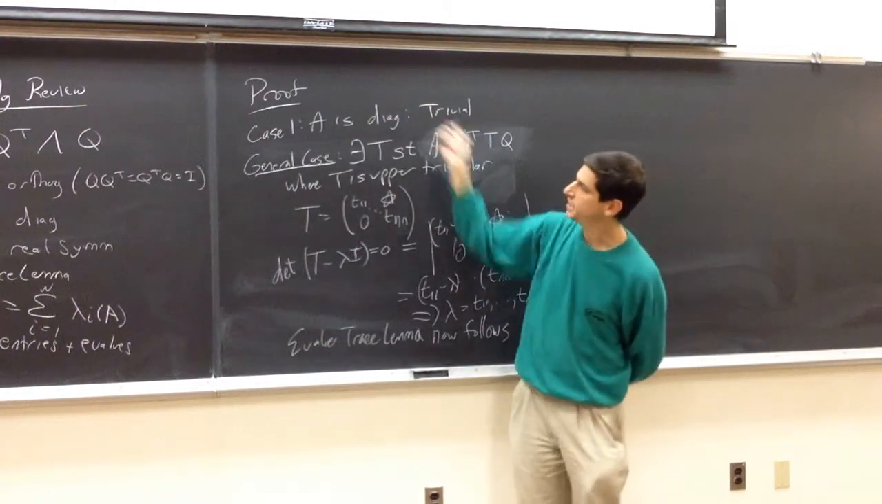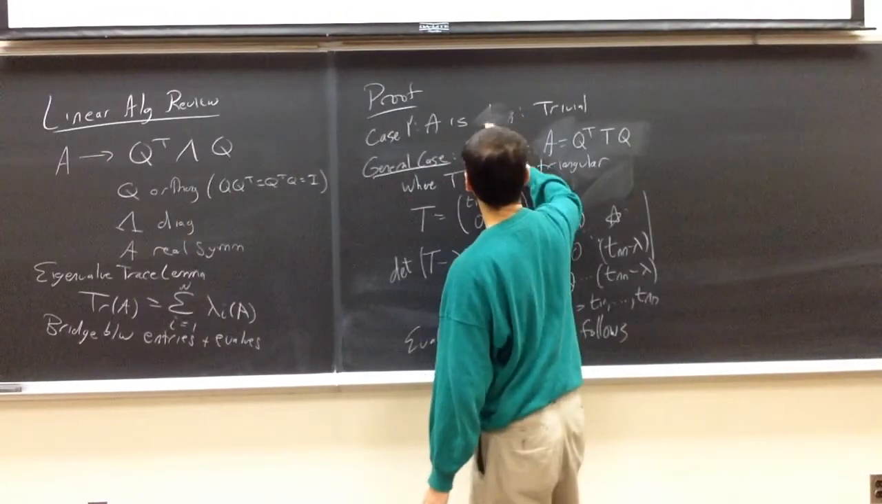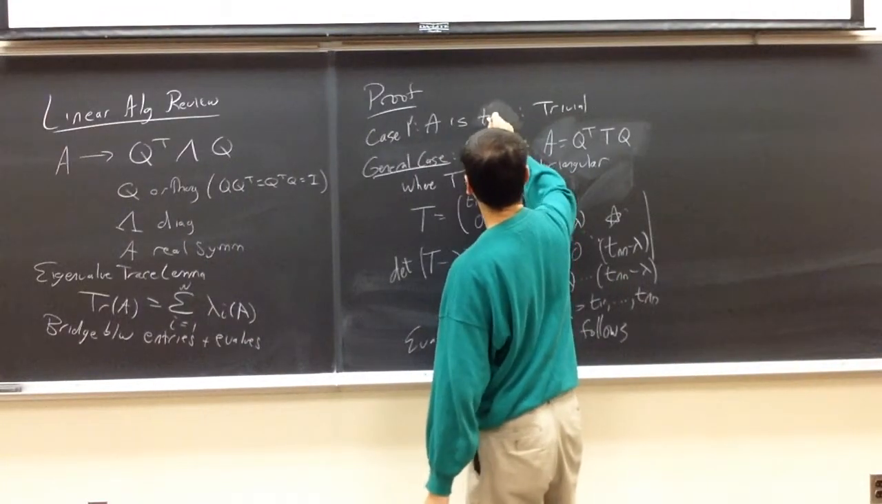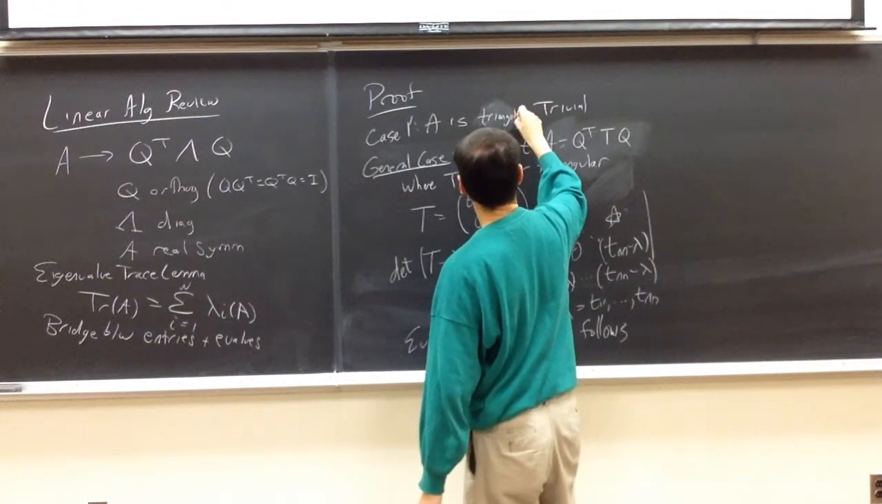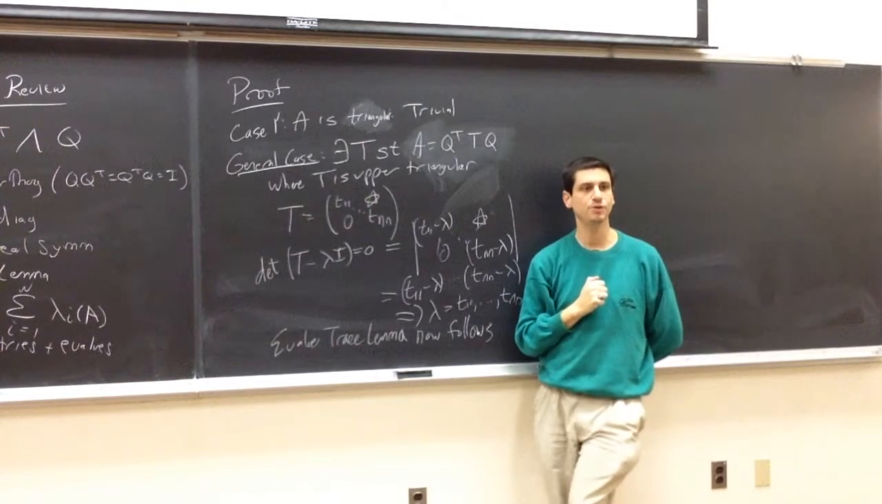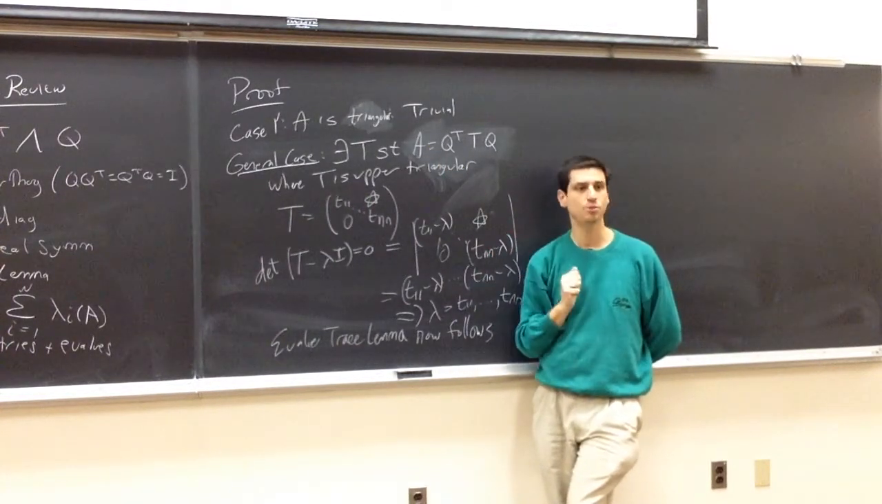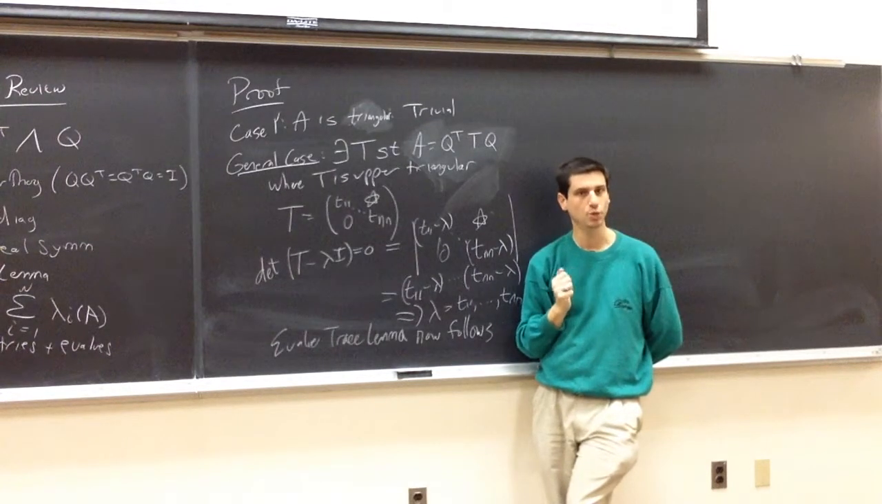So really, when we did case one, A is diagonal, we could have really done case one prime, A is triangular. And that's a much better case one. If we prove it for upper triangular and lower triangular matrices, then as long as we can put a matrix into upper triangular form, we win.